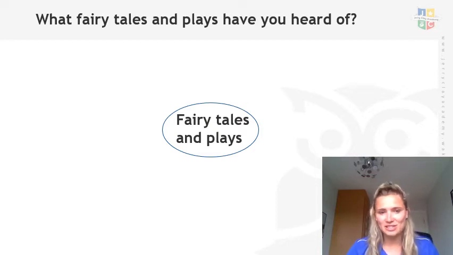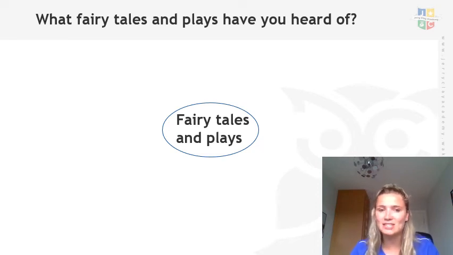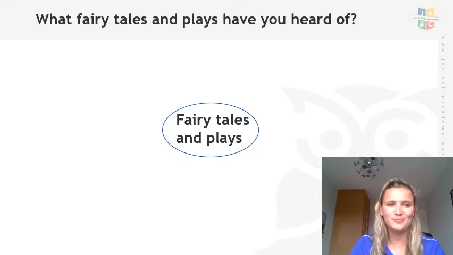So the first thing I'd like you to do, I'd like you to do a spider diagram for me and write fairy tales and plays, and I want you to write as many fairy tales or plays that you might have been to see in the theatre that you have heard of. So for example, it could be Cinderella, Rapunzel, Peter Pan. So any of these, I'd like you to write as many down as possible, and then once you've done that, come back to me.